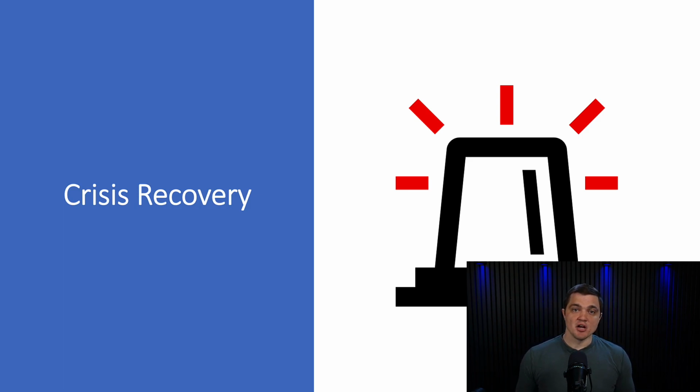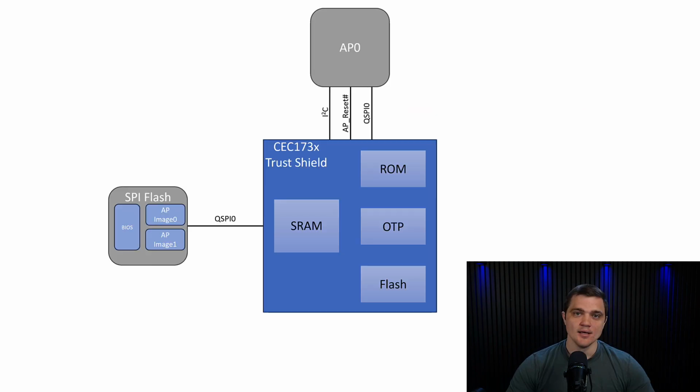But imagine none of that works. How can we get the system to boot without having to rotate keys or go into the field and replace any of the components? To answer this, let's review what a successful secure boot looks like, and then we'll show what we can do in the event of a crisis.